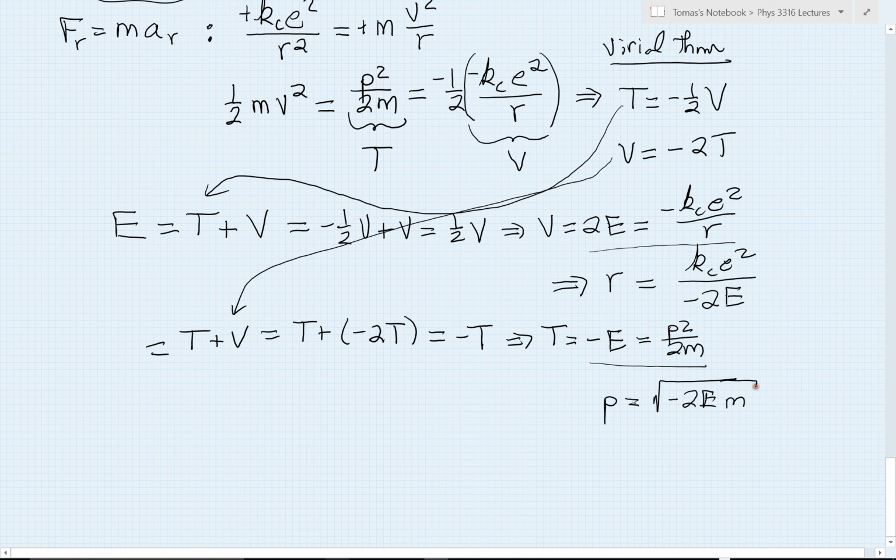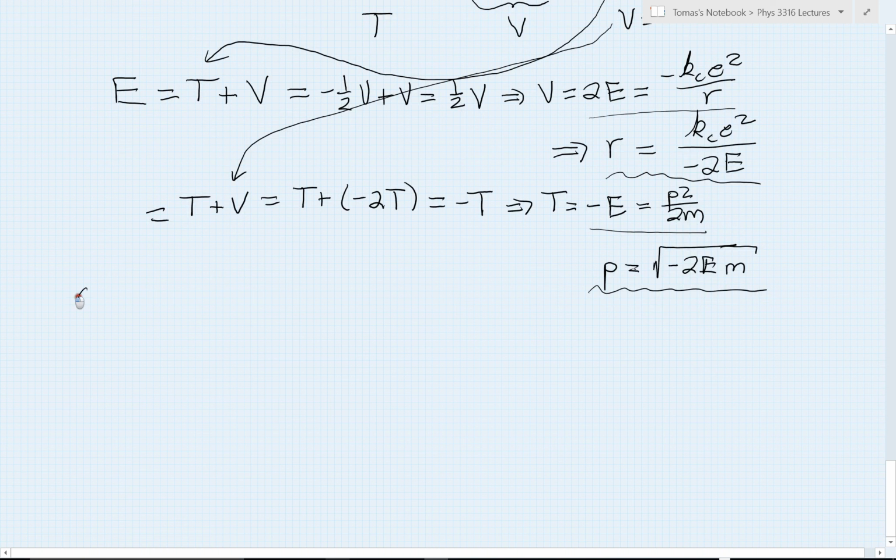And now you can see why I liked the idea of keeping the minus 2E as a unit here in my denominator. Very good. So we've accomplished our goal. We now have the radius in terms of the energy and the momentum in terms of the energy. So the final part of the plan was then to substitute into the Bohr-Sommerfeld condition. And when we do this, you recall that condition was n times h bar was equal to r times p. And now let's substitute in.